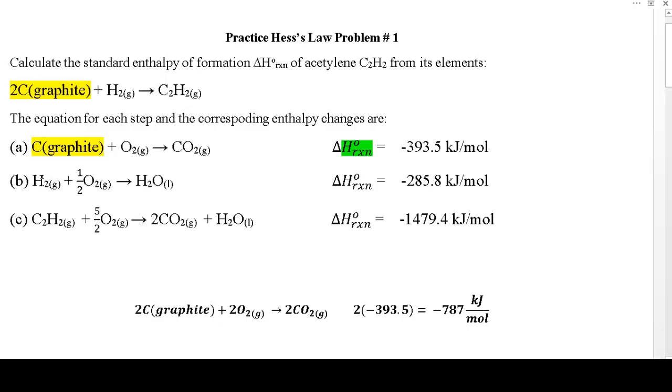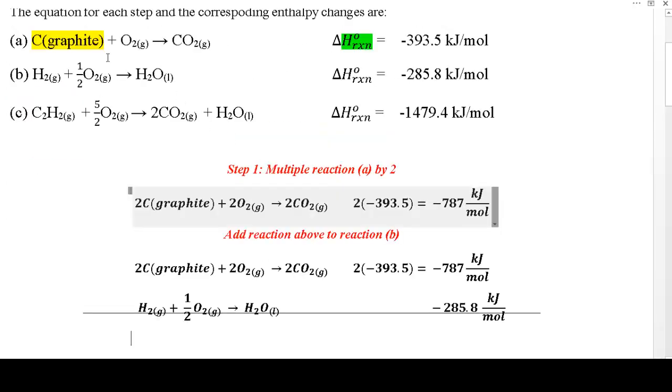So why don't we add this reaction that we just multiplied by 2 to part B. So I have the first reaction A that I multiplied by 2, and I'm going to add that to reaction B. So this would be step 1, and this would be step 2. So when we add that to reaction B, we will add the corresponding enthalpies to the reaction. And let's see what we get when we add reaction A, which was already multiplied by 2, to the reaction B above that was given to us.